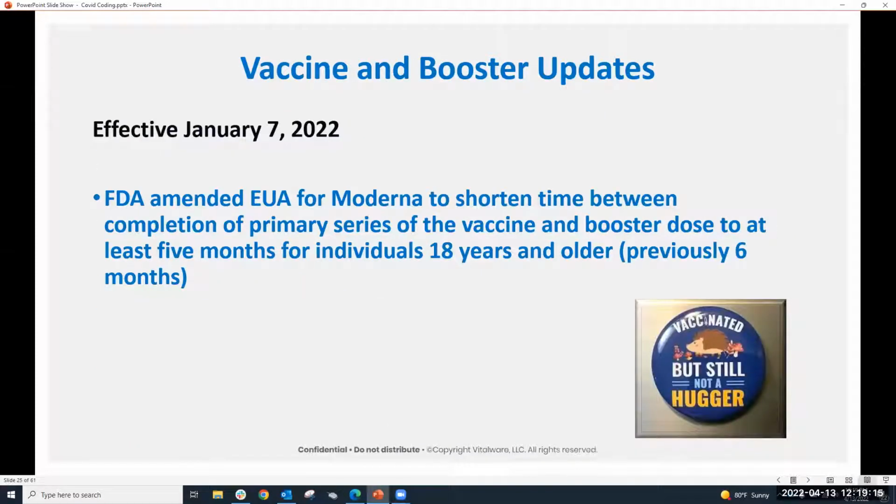All right, effective January 7th, 2022. So we knew this was coming since Pfizer's time between the last dose and booster was shortened. Here, the FDA amended the EUA for the Moderna vaccines to shorten the time between the completion of the primary series and the booster from 6 months to 5 months.